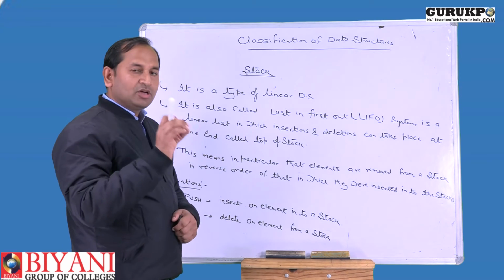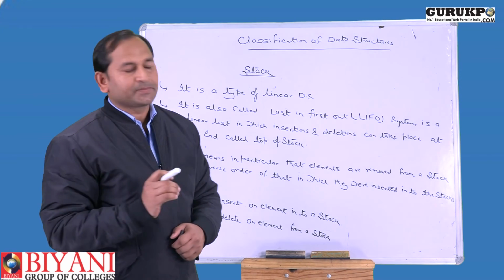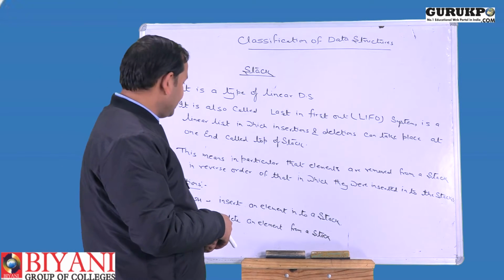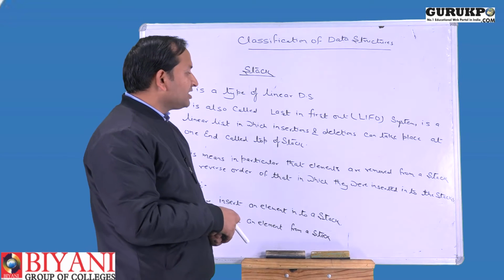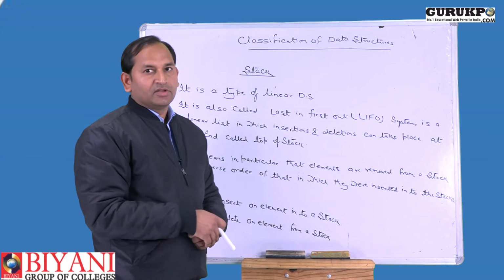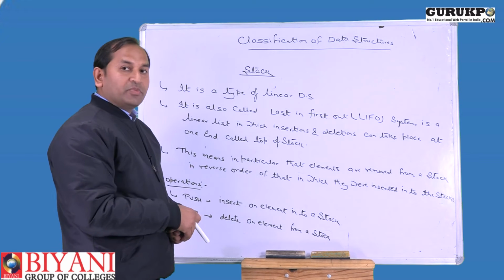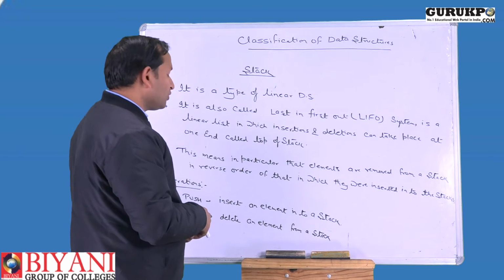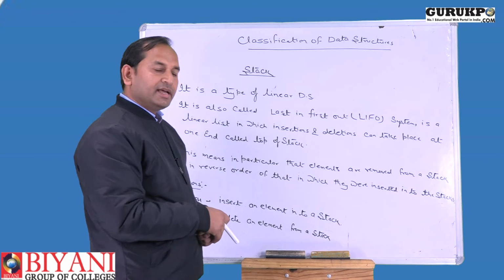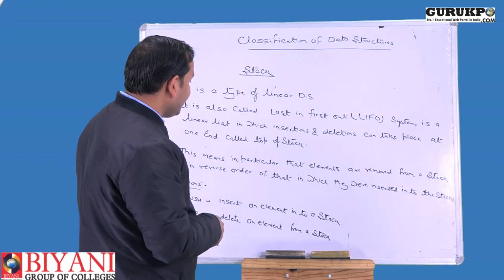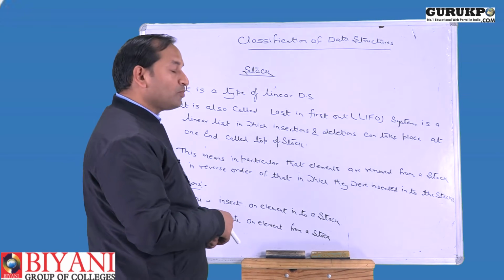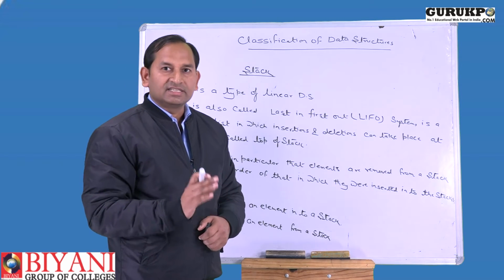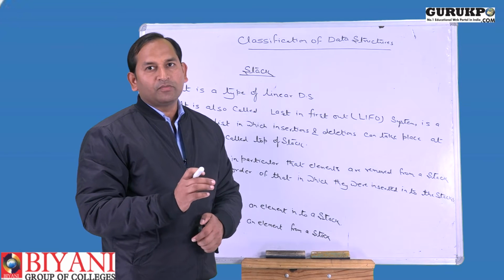There is a pointer which always points to the top position of the stack. Third key point, this means in particular that elements are removed from a stack in reverse order of that in which they were inserted into the stack. There are basically two operations which we can perform here. First one is push operation and second one is pop operation. In case of push operation, insert an element into a stack, and in case of pop operation, delete an element from a stack. In both these cases, insertion and deletion are always at the top of the stack.